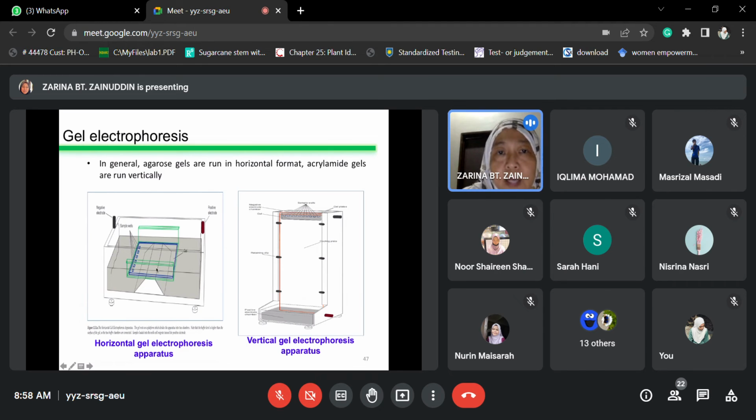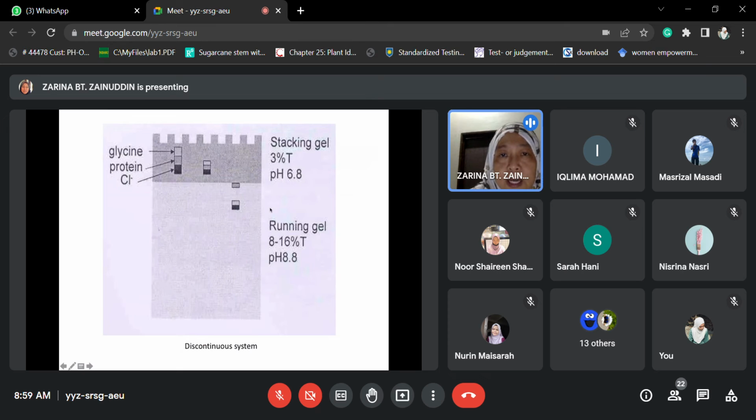Normally kita run agarose gel in horizontal format using the gel chamber. Untuk acrylamide gels run vertically. That's why saya kata kalau kita prepare acrylamide gel lagi kompleks lah. Kita akan buat vertically lah. So this is acrylamide gel. Kita akan prepare 2 gel lah. Kita akan panggil stacking gel and also kita akan prepare running gel. So that will be more complex.